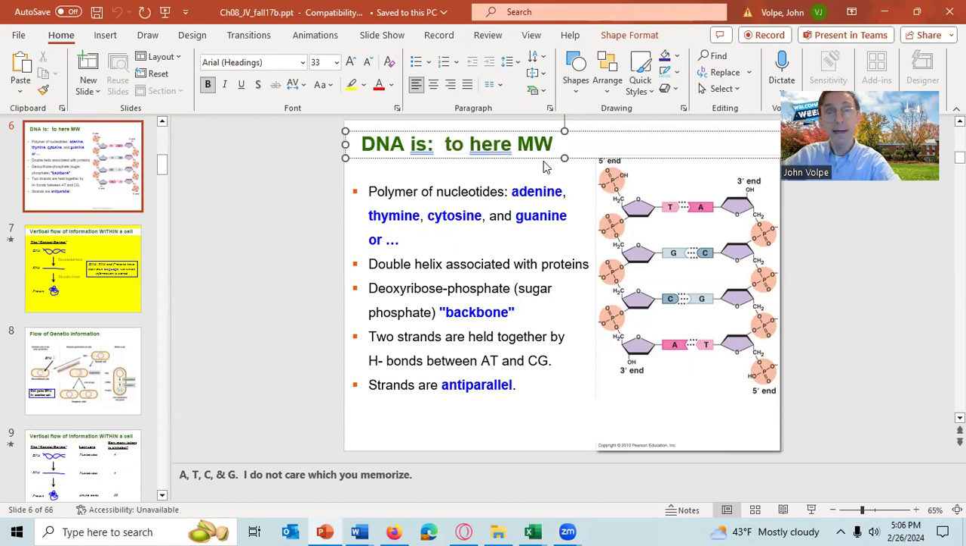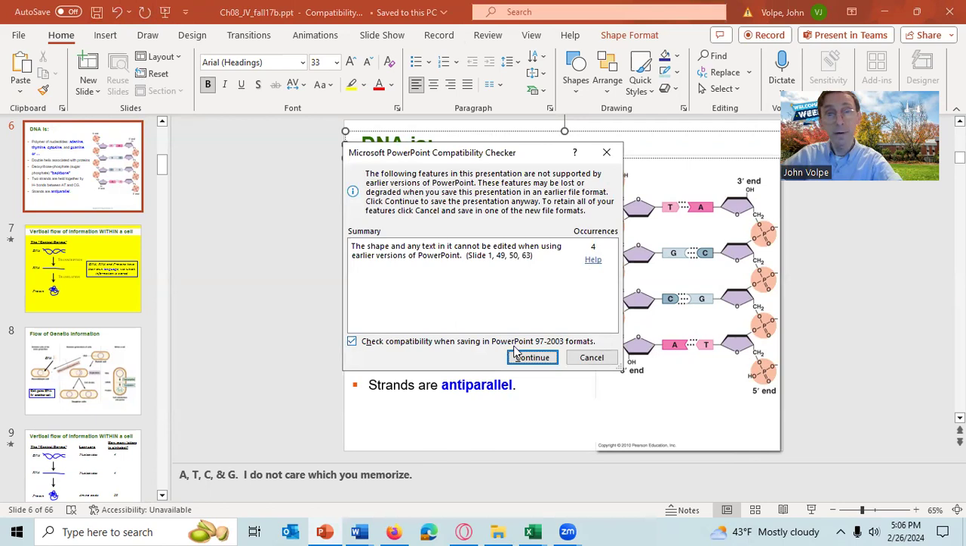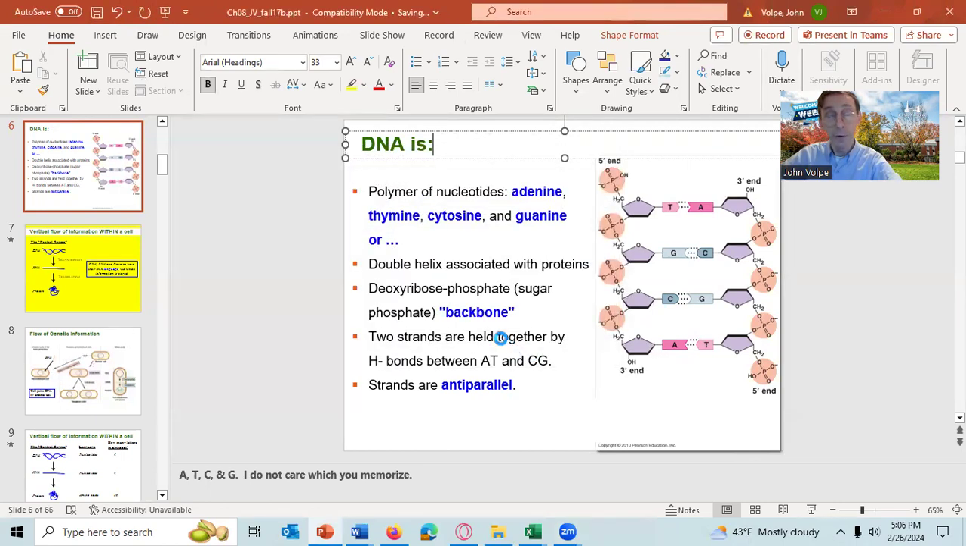Anyways, this is the slide I believe we were talking about last time. So DNA is a polymer of nucleotides, and there are 4 different nucleotides in DNA. You should know them as A or adenine, T or thymine, C or cytosine, and G or guanine.